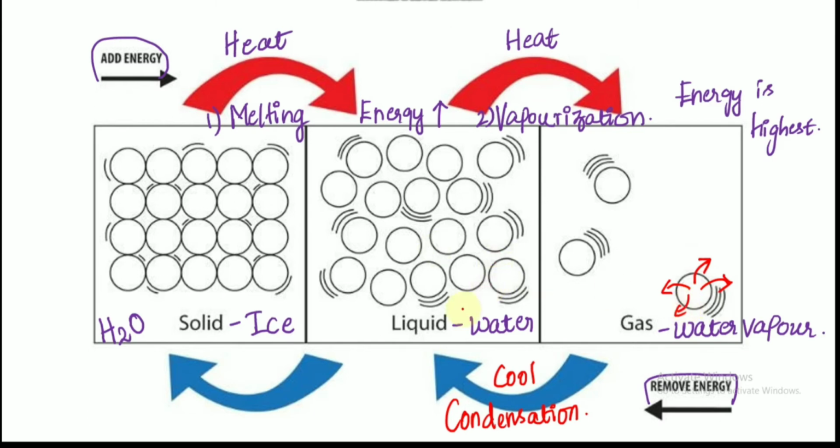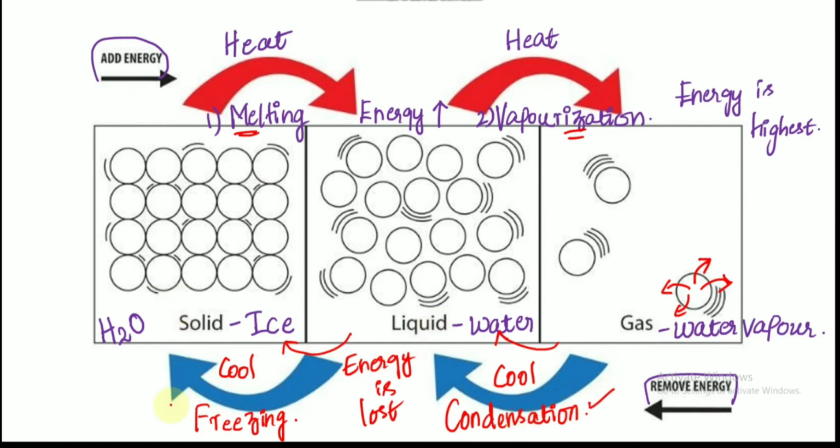Again I'm going to cool down this water. When I cool it down, it freezes. This is called freezing, and at one particular temperature it freezes; that point is called the freezing point. In this process too the energy is lost, from gaseous to liquid as well as from liquid to solid. It's the reverse of what we did earlier, by cooling. So the first was melting, then vaporization, from gaseous to liquid state it is condensation, and from water to ice it is freezing.